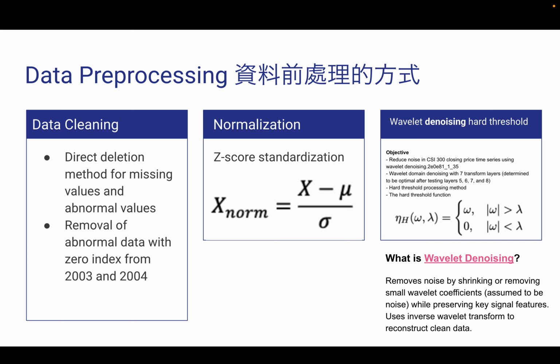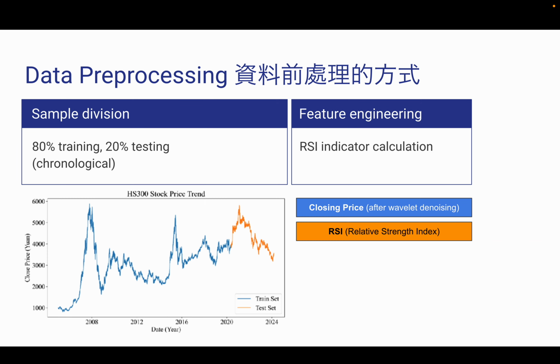First, the researcher cleaned the data by removing missing data and abnormal values. Then they normalized the variables using z-score standardization to put everything on a comparable scale. A particularly interesting aspect was their use of wavelet denoising with hard thresholding to filter out market noise while preserving important trend signals. They also only applied the denoising technique to the closing price, and the technical details will be skipped in this presentation.